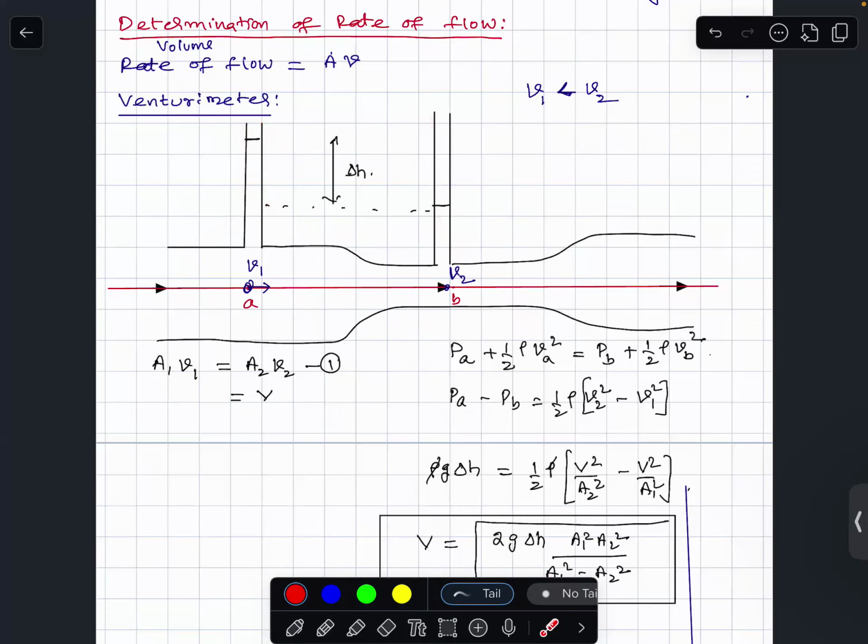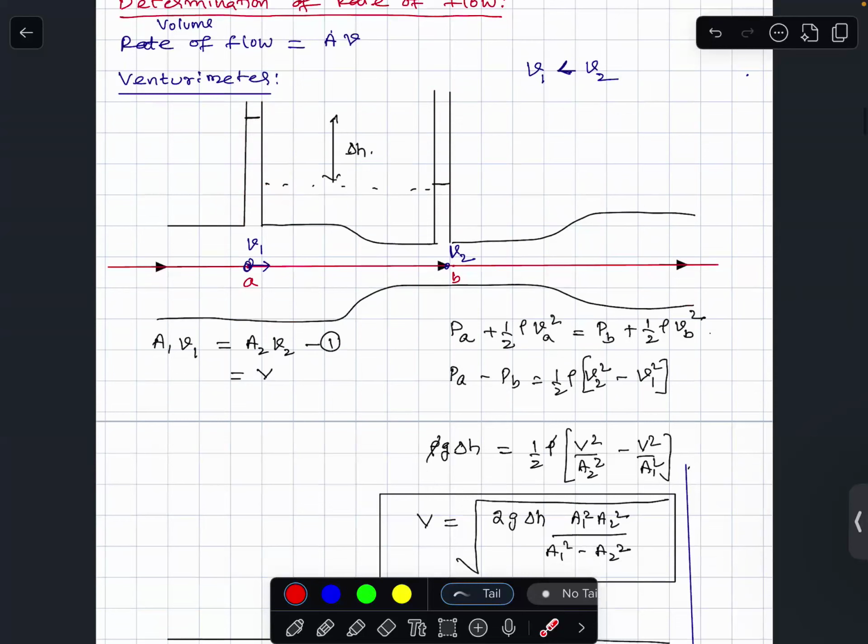You see, in this tube, this liquid is static. This liquid is static. Rest, the entire thing is flowing. They are static. Why are they static? To maintain the pressure, they are static. Right. Now, I will define this as point A and I will define this as point B. At this point, PA plus half rho VA square is equal to PB plus half rho VB square. PA minus PB is half rho (V2 square minus V1 square).